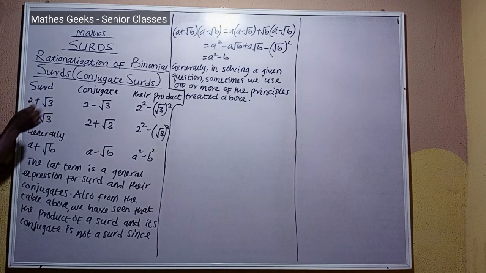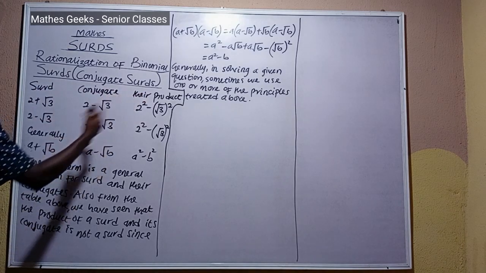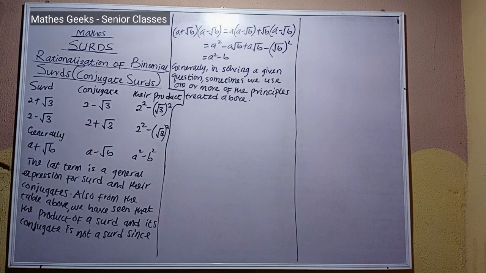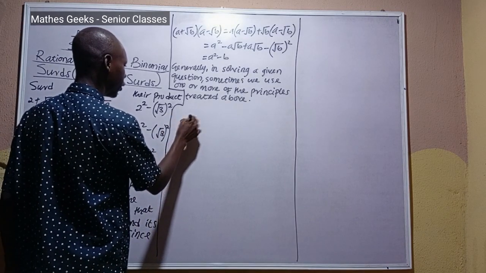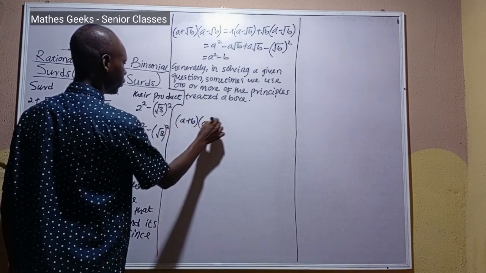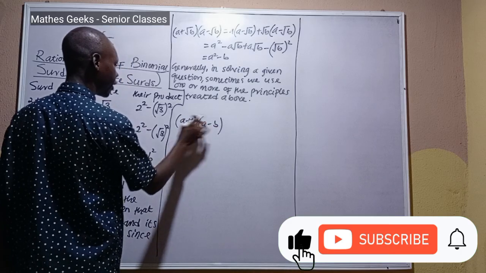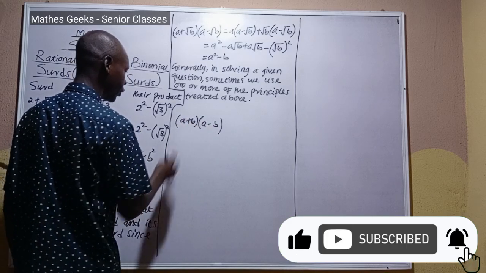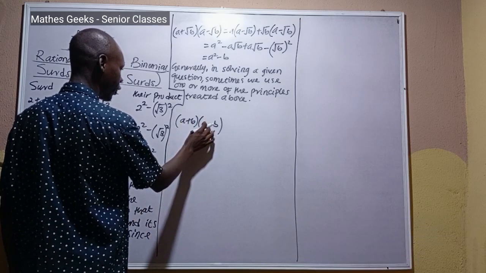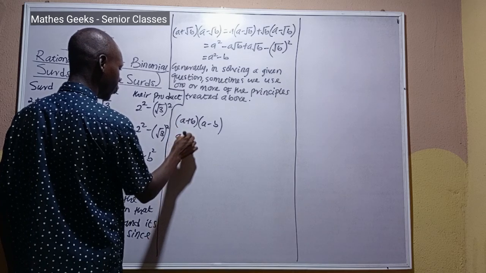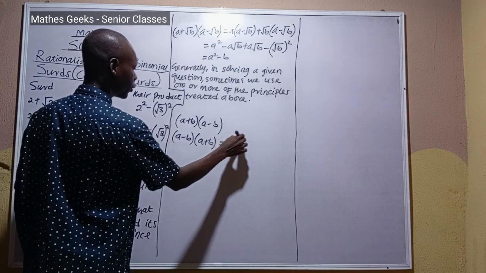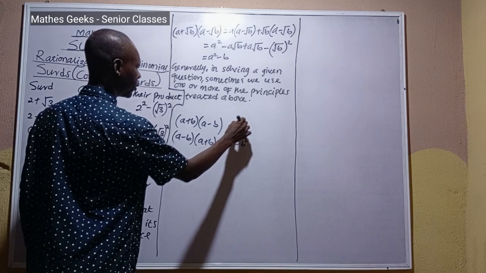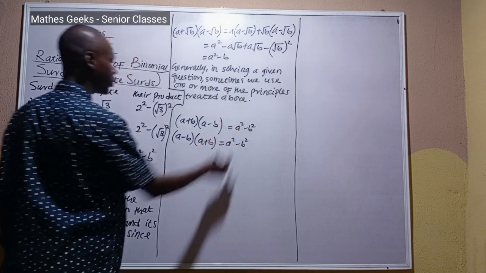What is happening is that the conjugate is what will be multiplied by the surd such that their product will give rise to a difference of two squares. And you know that a difference of two squares is simply (a plus b) and (a minus b). The signs are not the same. If here is plus, it will be negative, and if here is negative, it will be plus. So it can also be (a minus b) and (a plus b). Generally, this will give us a squared minus b squared. Same thing here, a squared minus b squared. So this is a difference of two squares.